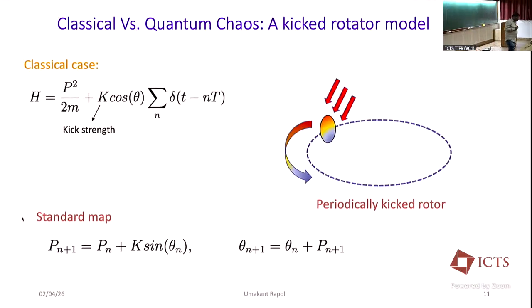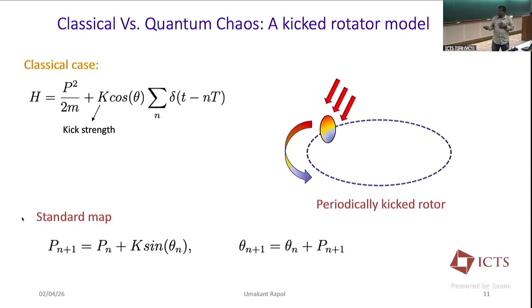Okay, so a kicked rotor, a classical kicked rotor, is nothing but a particle which is confined to be rotating, moving on a ring. And then if you periodically kick that particle on this ring, then it basically becomes chaotic under certain conditions.